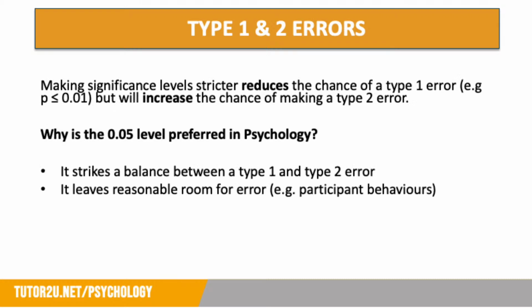Let's just pop the answer on screen here in terms of why we prefer that. Yeah, it strikes a balance, doesn't it? So it strikes the balance between being too lenient and too strict, so making a type 1 and type 2 error. But it also leaves us a little bit of reasonable room for error. There's always going to be an element of chance that we need to allow into our results, because let's face it, we're working with human beings in psychological research.